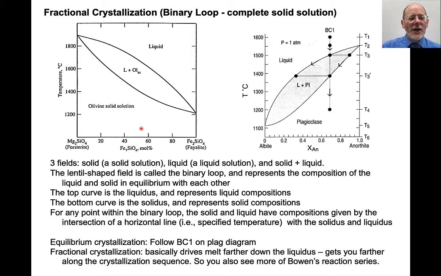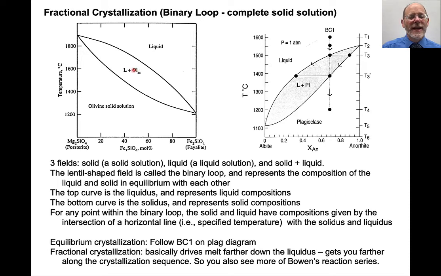And what this shows is that if I took an olivine of, say, 50% fayalite, 50% forsterite, if I raise the temperature to, let's say, 1600 degrees, it would contain coexisting liquid and olivine. This olivine SS means olivine solid solution.